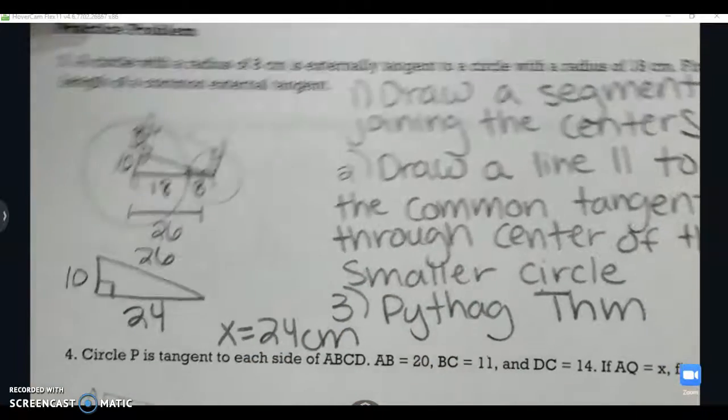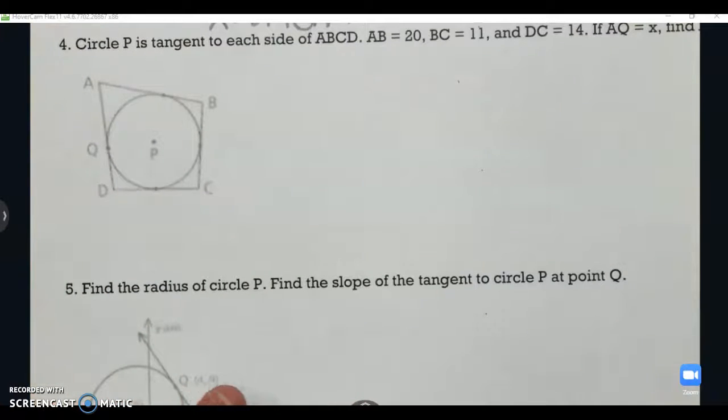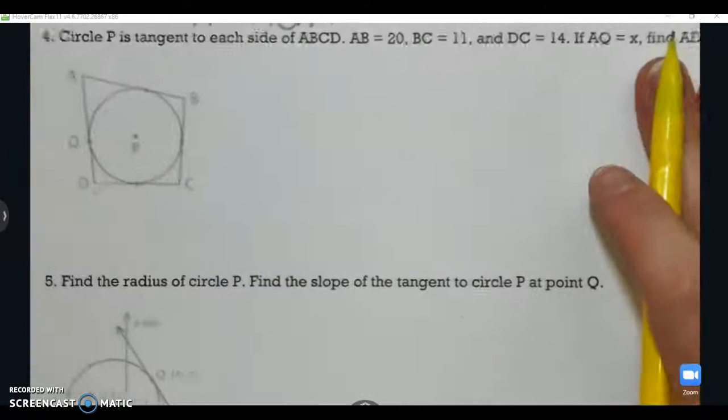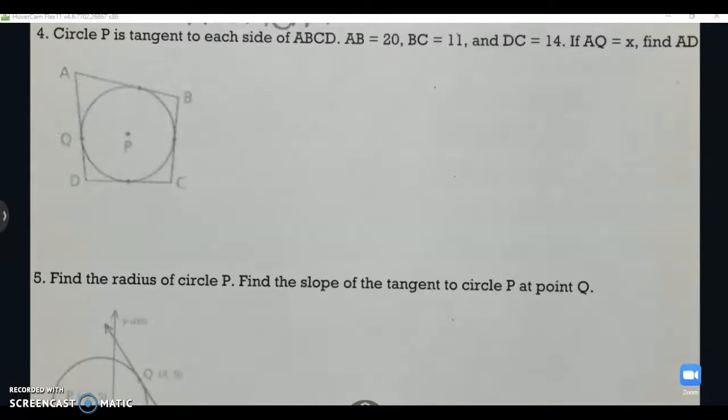All right, on to number 4. Circle P is tangent to each side of this quadrilateral ABCD. We're told that AB is 20, BC is 11, DC is 14, and AQ is x. We want to find AD.